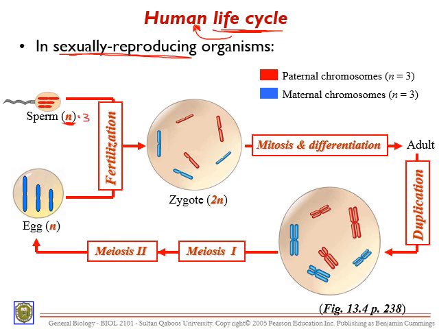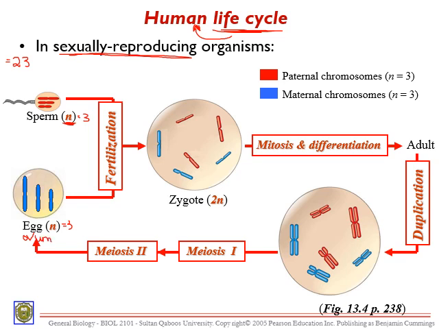But in human cells, what is n in human cells? Can anyone answer this question? n in a human cell is equal to 23. But to make it easier and simpler, in this case we will just have n equal to 3. The red color indicates the chromosomes from the sperm, and the blue color indicates the chromosomes from the egg or the ovum. Egg or ovum, it's the same thing.